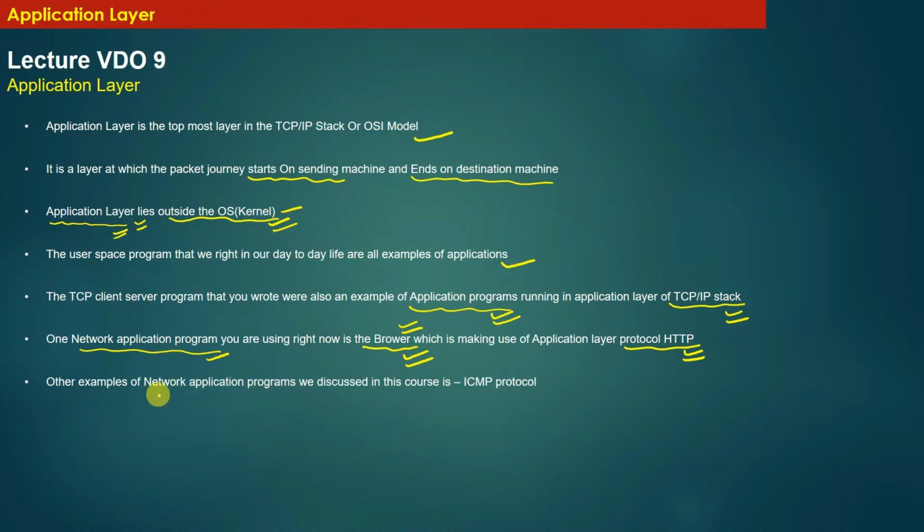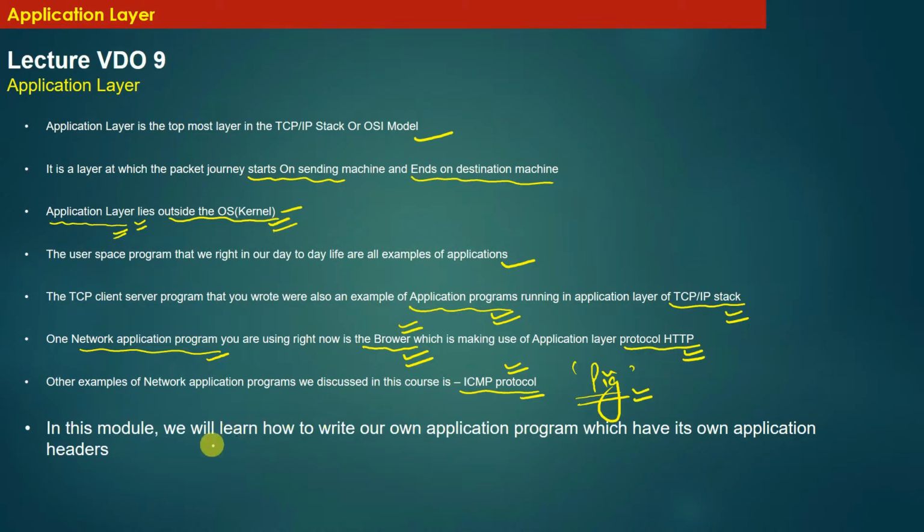Another example of a network application protocol that we have already discussed in this course is the ICMP protocol. You remember the ping utility works on the ICMP protocol. So ICMP is an application layer protocol, and the application which uses it is the ping application, which is used to test the reachability of a certain IP address in the network. In this module we will learn how to write our own application program which has its own application headers, right? This is the goal of this module.